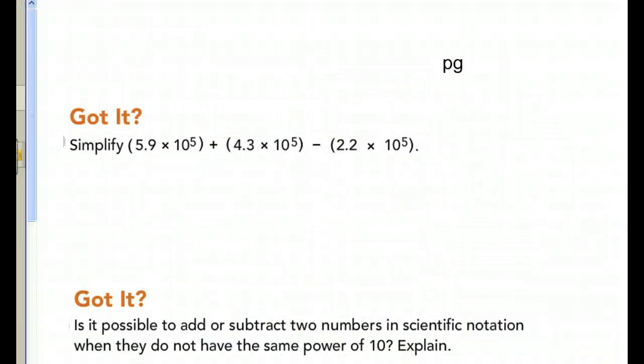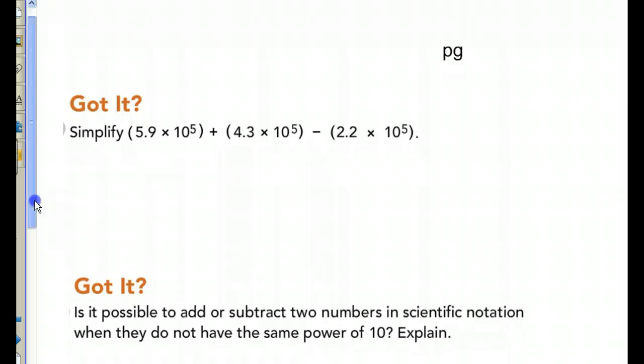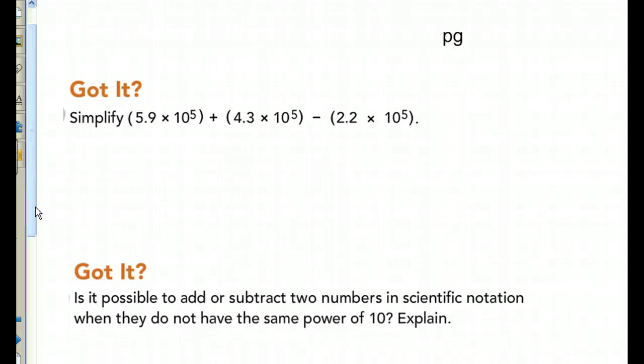All right, flip over. We are on our first Got It, which puts us at page 88. It says simplify 5.9 plus 4.3 times 10 to the 5th minus 2.2 times 10 to the 5th. And we notice that we're adding or subtracting these, so we know all of our exponents have to be the exact same, and they are. Makes it easy on us.